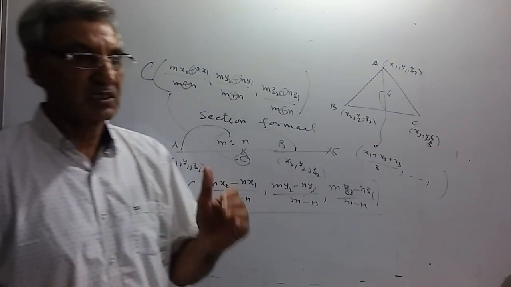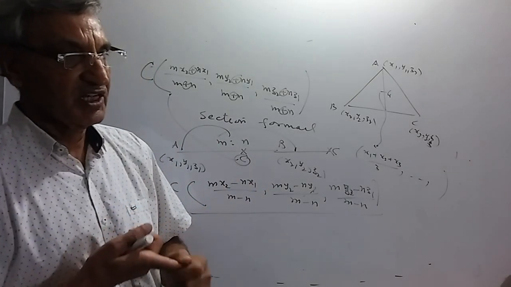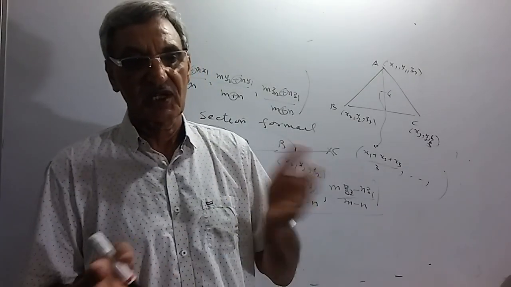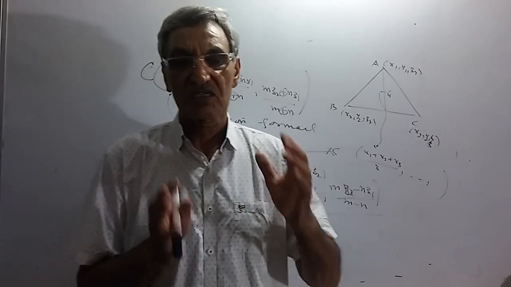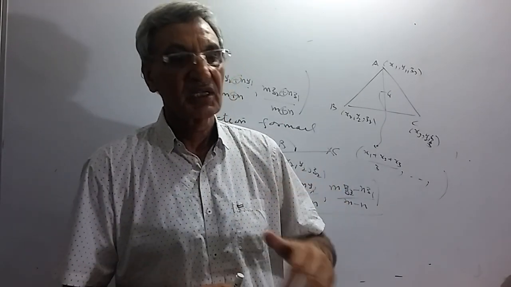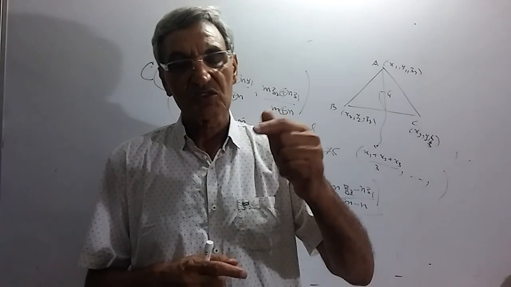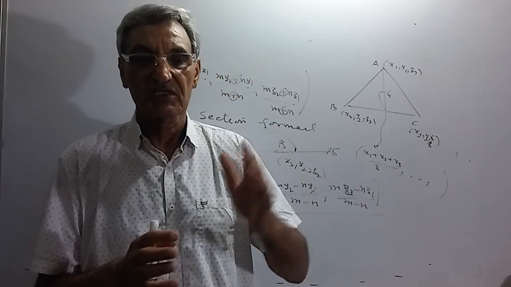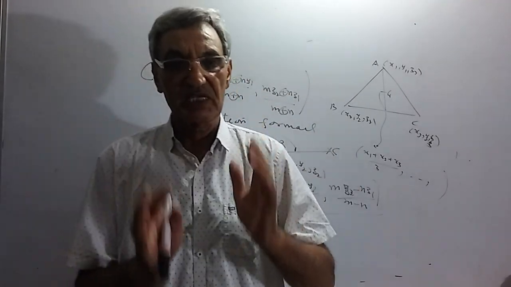In the first part I did the introduction: what is the direction ratio, how to find direction cosines, and the relation that the sum of the squares of the direction cosines is equal to 1. When alpha and beta are given, you can find gamma. We also discussed the distance of a point from the xy plane. This we have discussed as the basics.